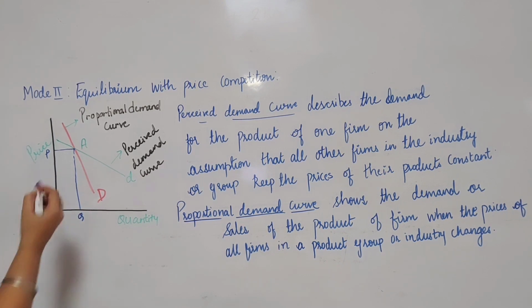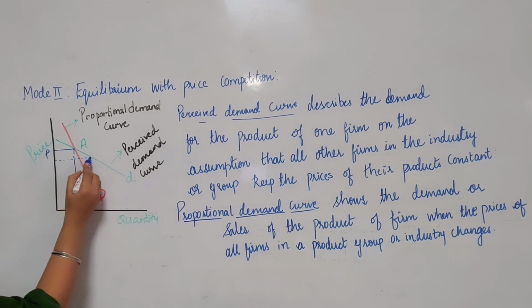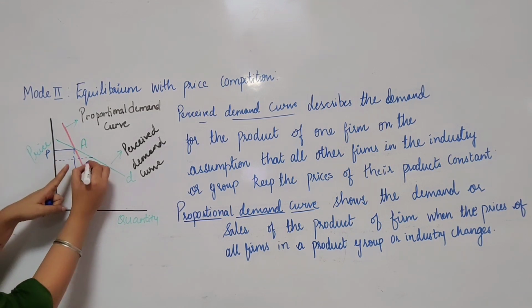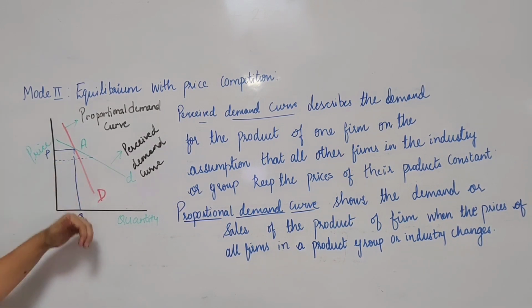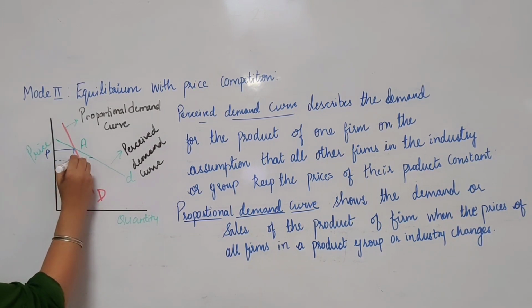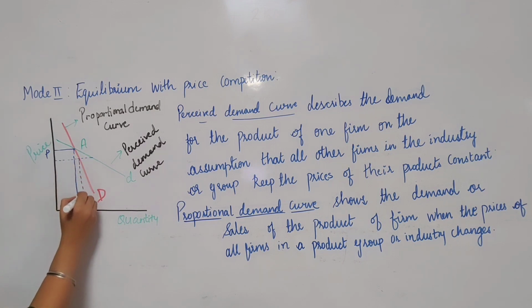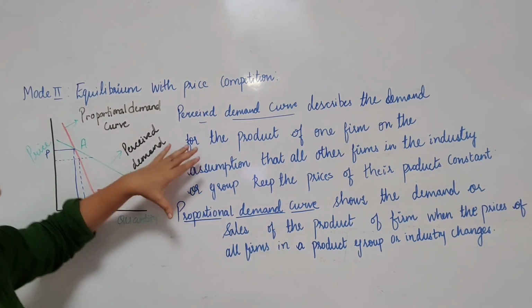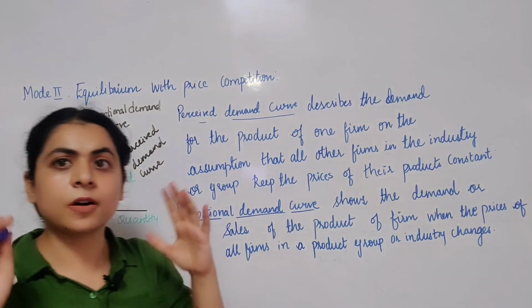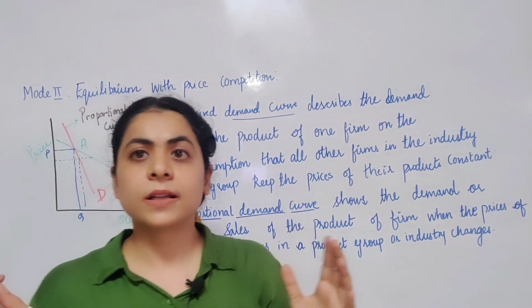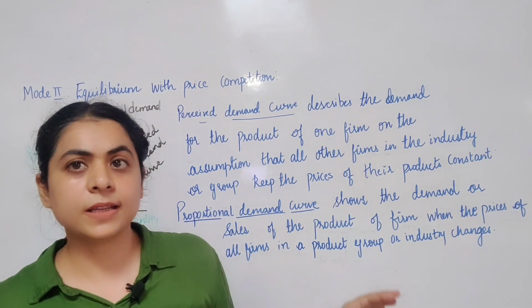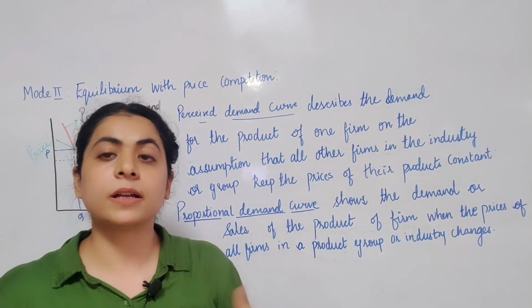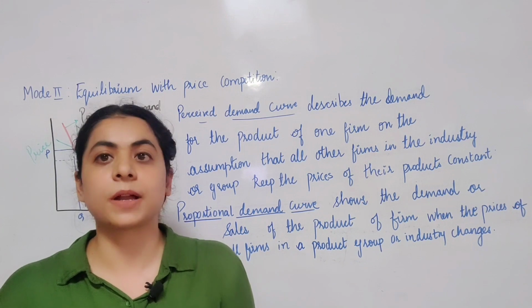But let's say that the price changes. In this case, the change in quantity as perceived by the firm will be much greater than what we can see on the proportional demand curve, because in case of perceived demand curve, the firm is basically behaving in a manner where it thinks that its competitors will not react in any case. It reduces the price of the product and it can increase its sales by reducing the price.